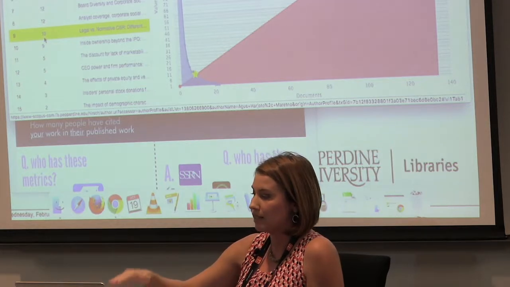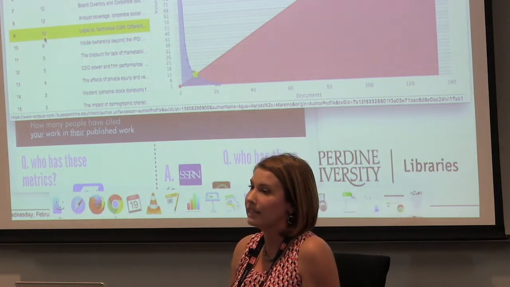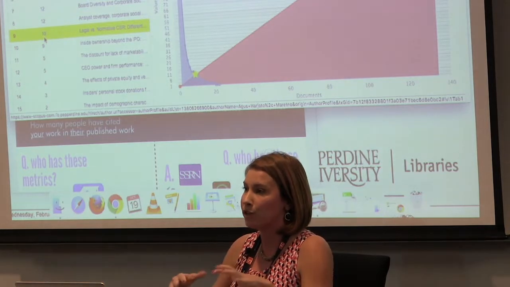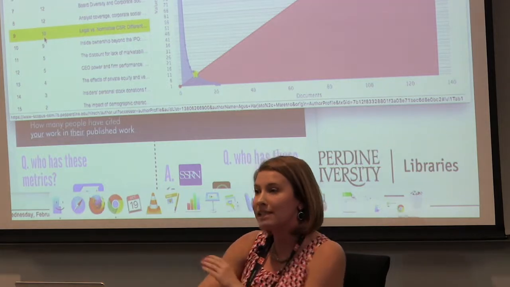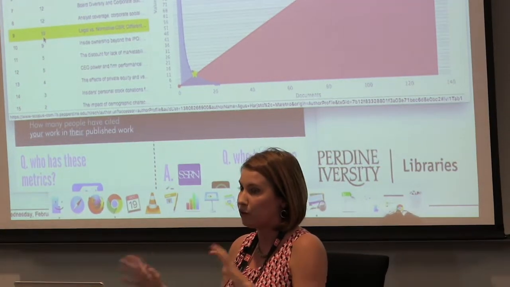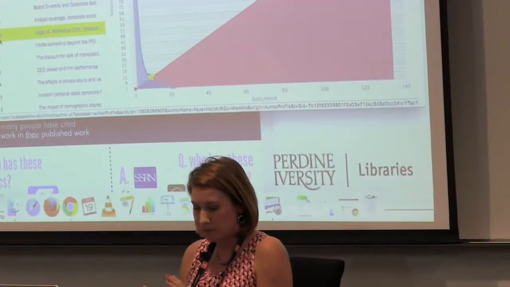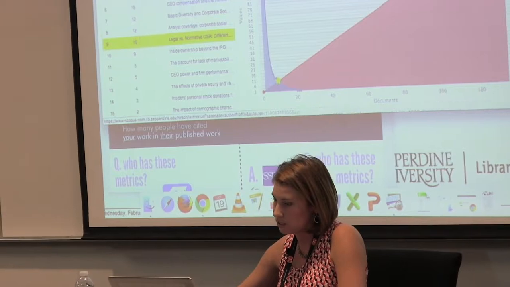So Scopus has 1996 to present, whereas Web of Science goes back to whatever that institution has subscribed to. Scopus is working on going back to the 70s, but right now it's 1996. So you could have different numbers if you look in different places. So that's just a little caveat about the H index.